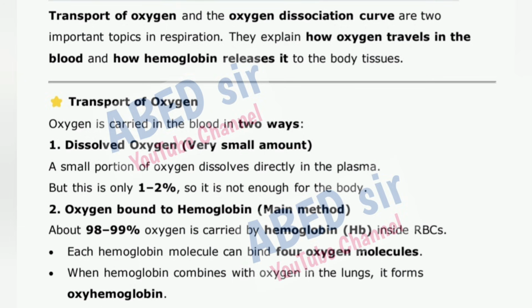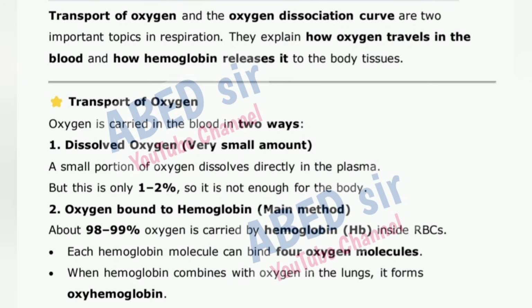Transport of oxygen. Oxygen is carried in the blood in two ways. 1. Dissolved oxygen, very small amount. A small portion of oxygen dissolves directly in the plasma. But this is only 1–2%, so it is not enough for the body.